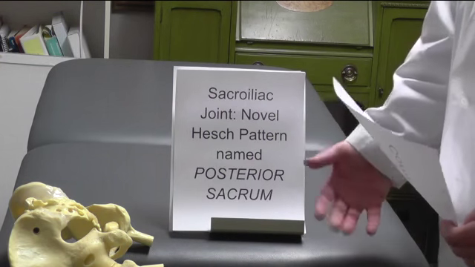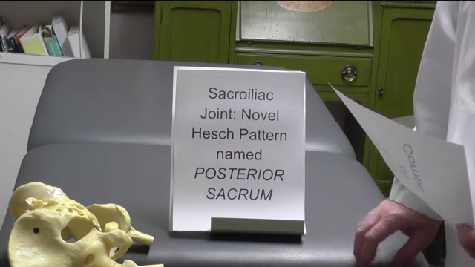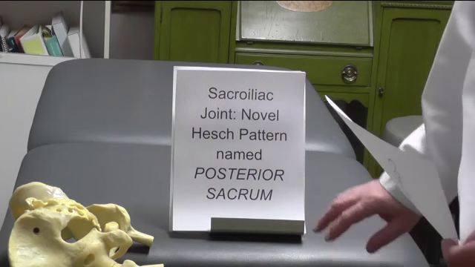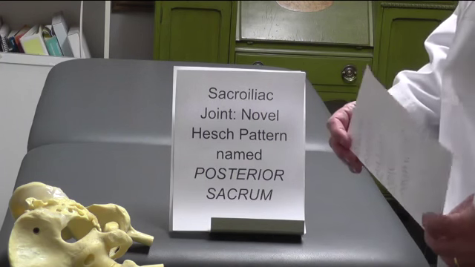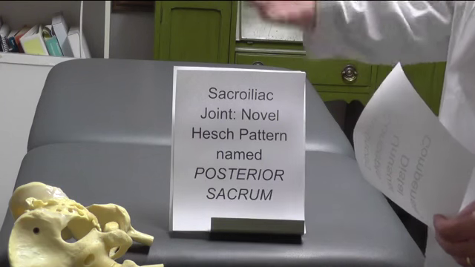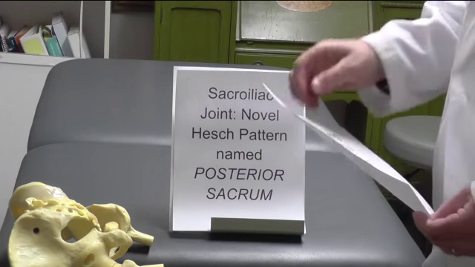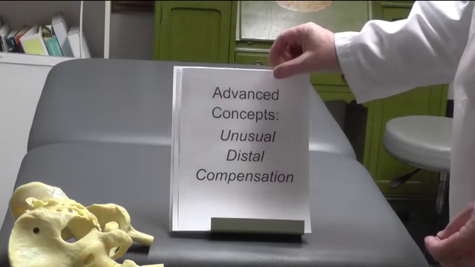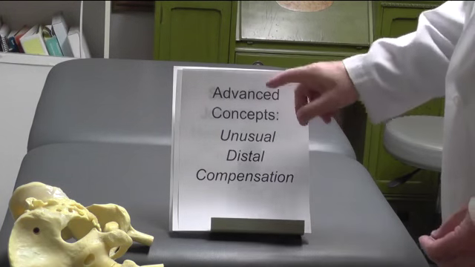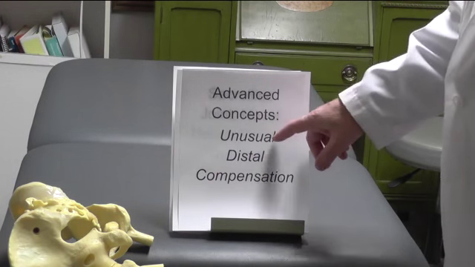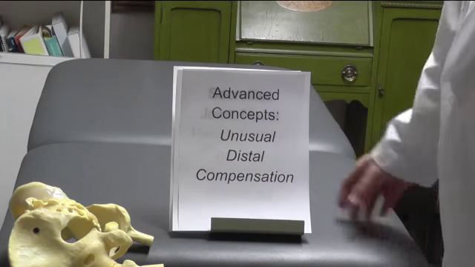In the workbook and in the basic and intermediate workshop, we cover that pattern and we describe how the body compensates up in the thoracic spine, rib cage, and upper cervical. However, with this client, I'm titling this Advanced Concepts because she does have some very unique distal compensations.